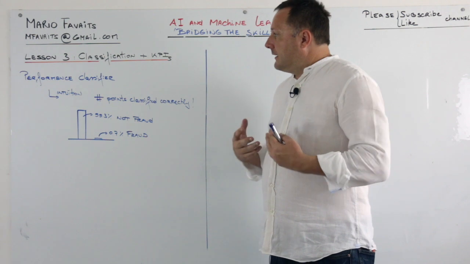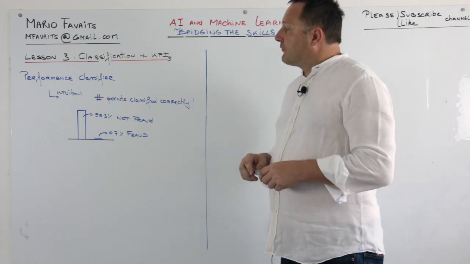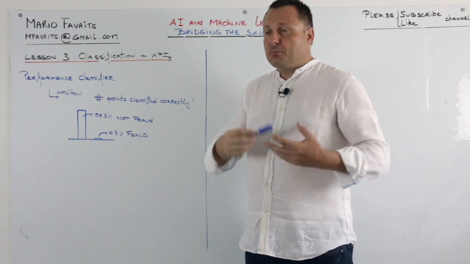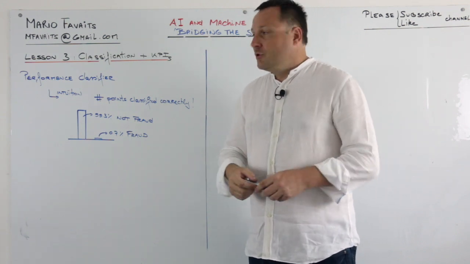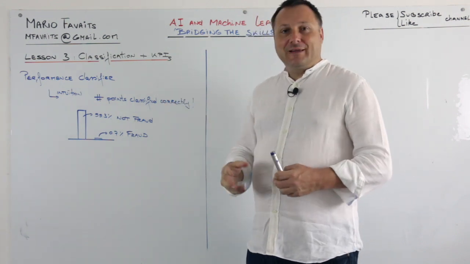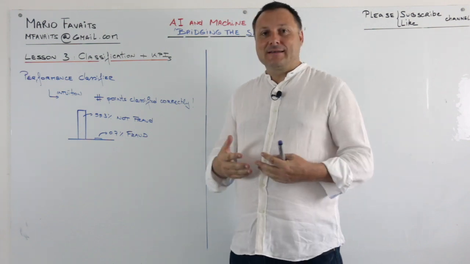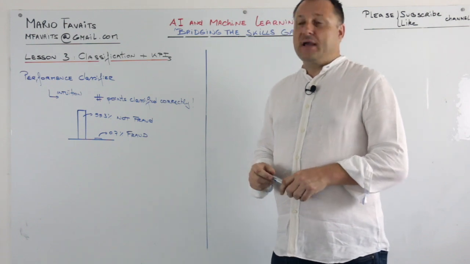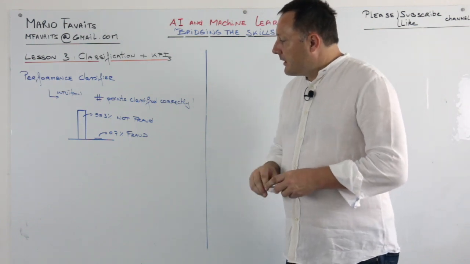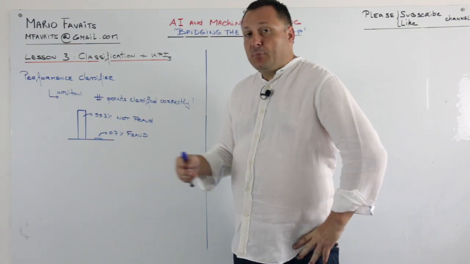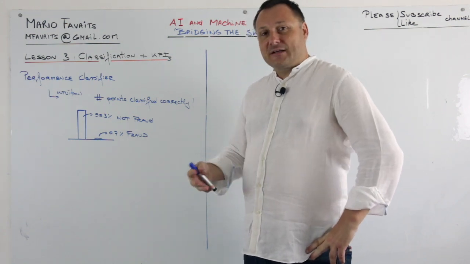Now let's quickly revisit the performance of a classifier. Your intuition may say that the performance is linked to the number of points that the classifier classified correctly. And yes, this makes sense, and this is definitely a KPI we will look at. But remember the example of credit card transactions.